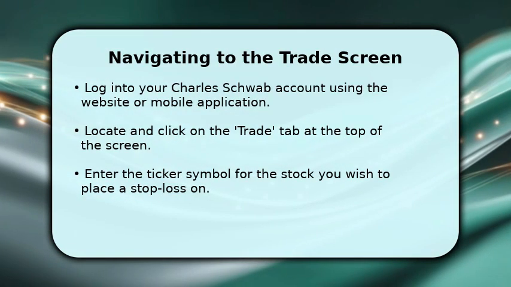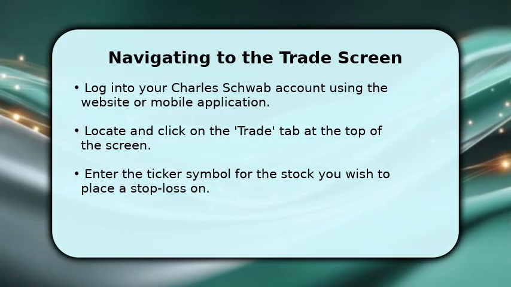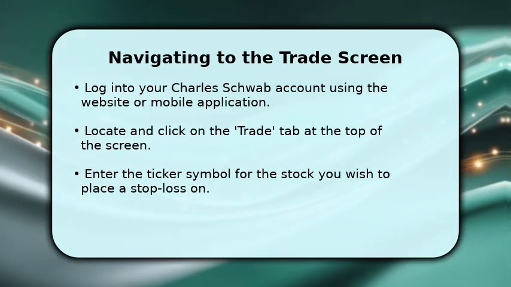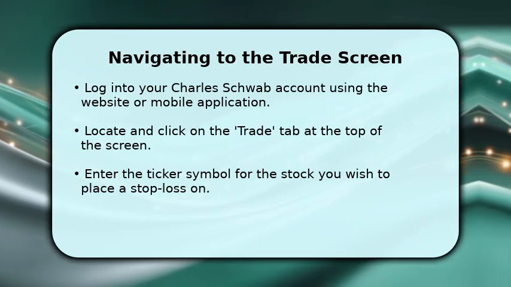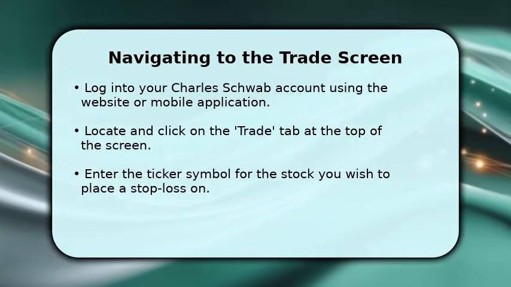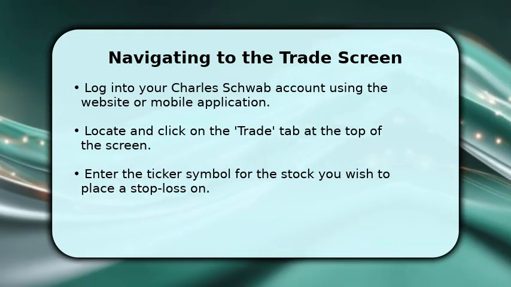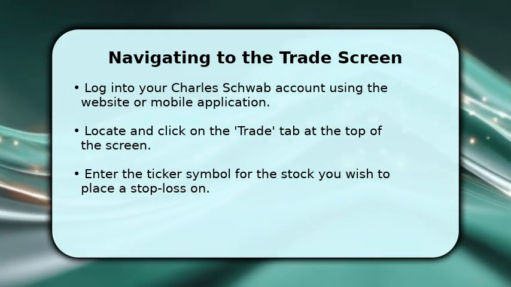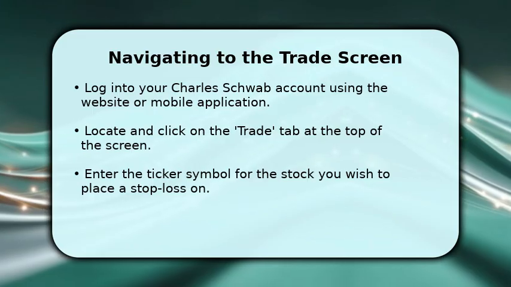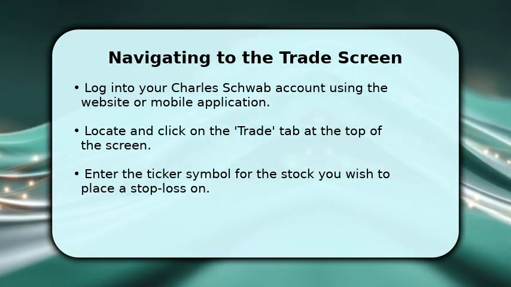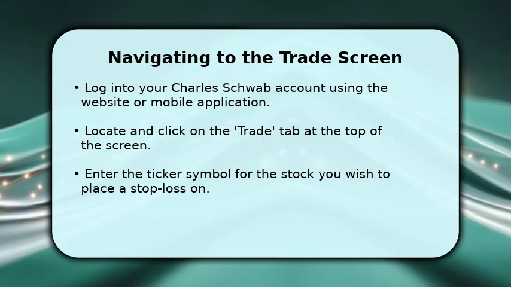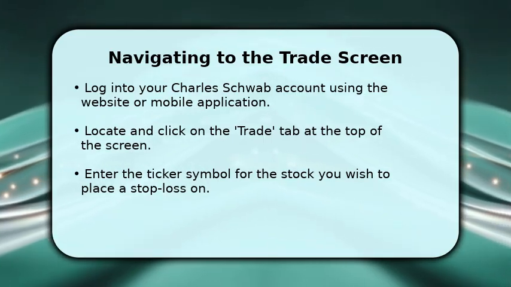To begin, simply log into your Charles Schwab account, either through their website or the convenient mobile app. Once you are logged in, navigate to the Trade tab, usually found at the top of your screen. Here, you will enter the ticker symbol for the specific stock you want to protect. After selecting your security, choose Sell as the action and input the exact number of shares for your order.